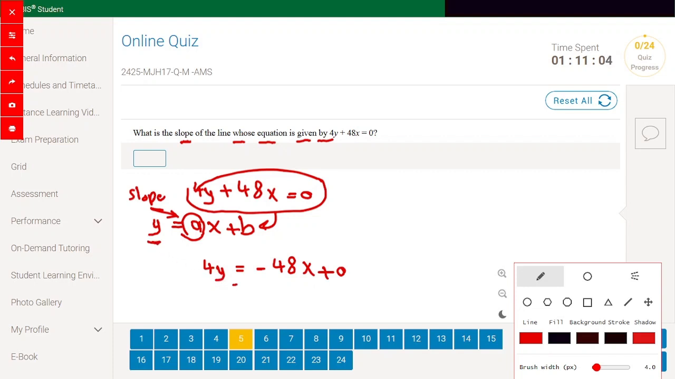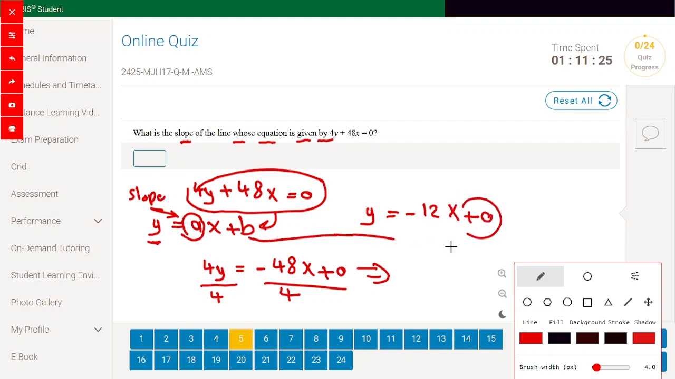We want to make 4y to be y. To do this, we will divide by 4, right? So it will result that y would be equal to minus 12x plus 0. 0 is the b, and a is minus 12. So the answer here will be minus 12.